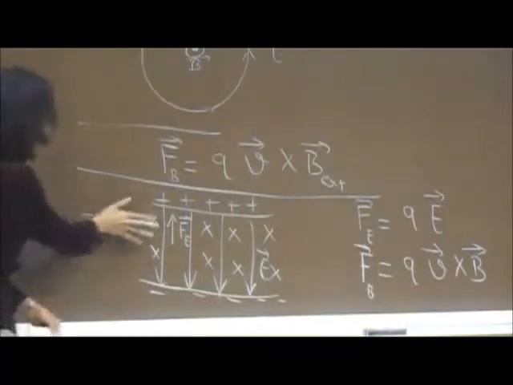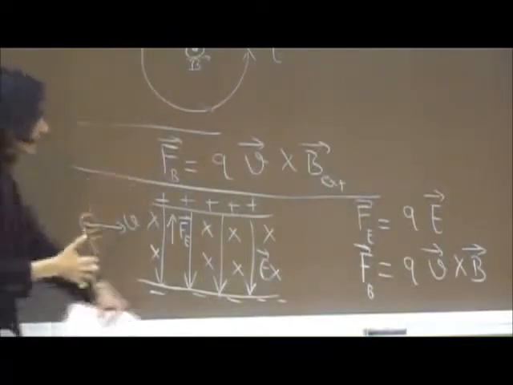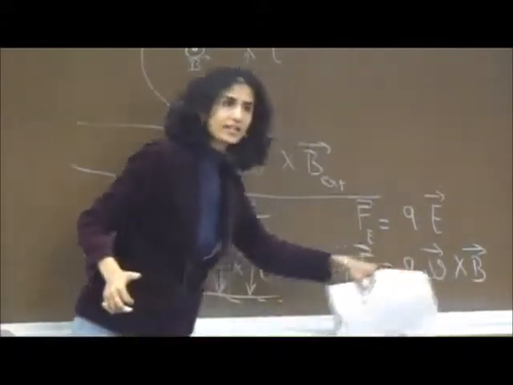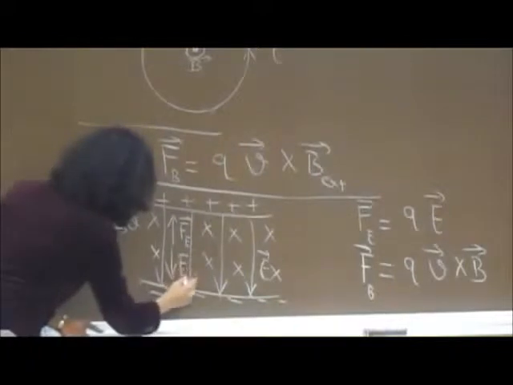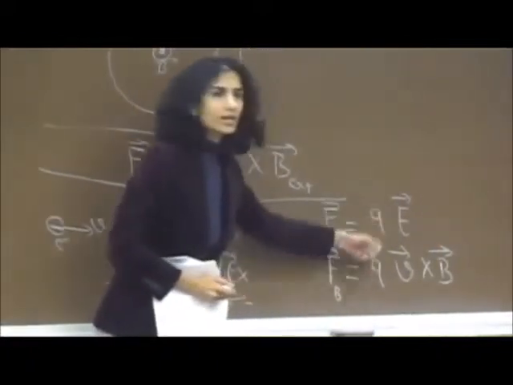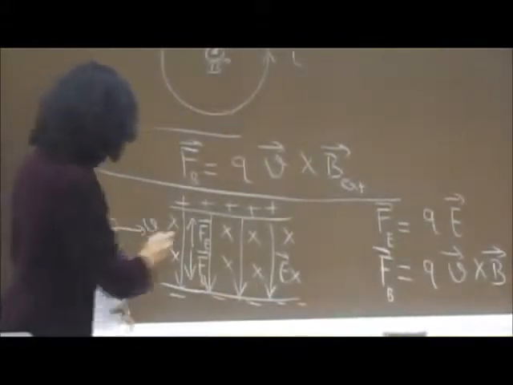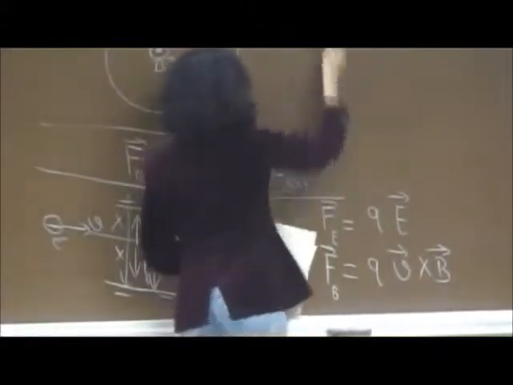And which way is it? V cross B. On a positive charge, it's up. But since the electron has a negative sign here, the magnetic force is down, so F of B is down. And at the moment these two forces cancel out, the electron will just go undeflected, right? It will be undeflected if this is true.